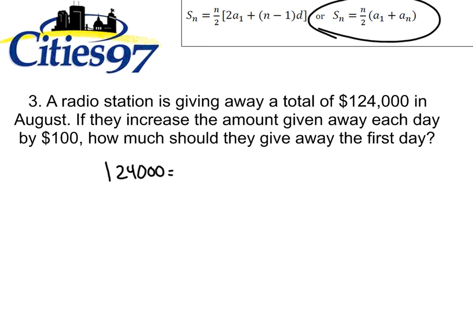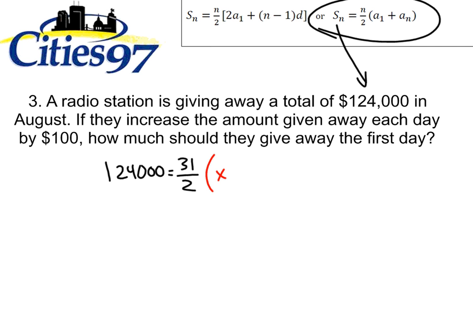All right, this is the S sub n. My n is going to be the number of days in August. I think there's 31 days in August. There is, there's 31 days in August. If they increase the amount given away each day by $100, so we're looking for the first day.